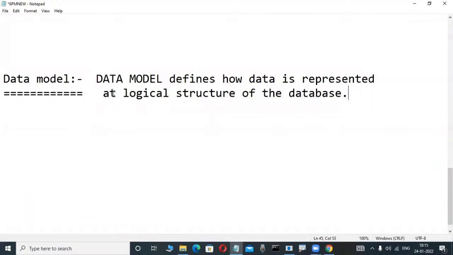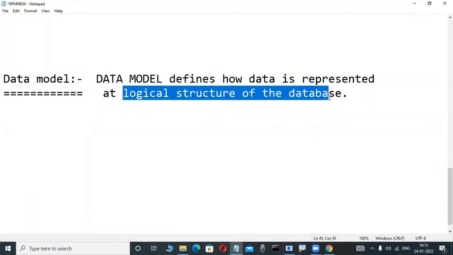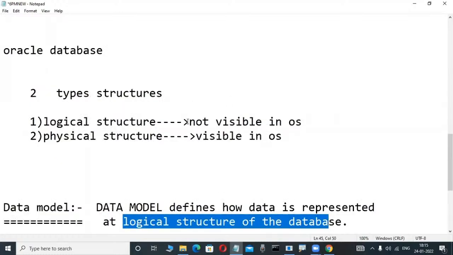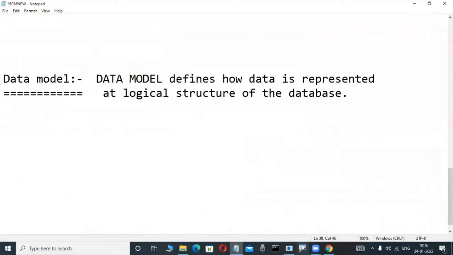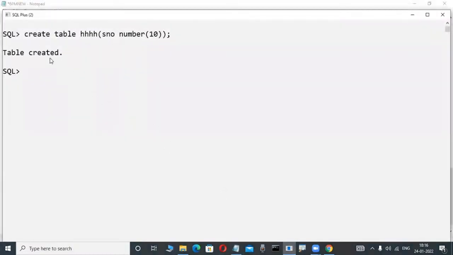What is a logical structure? As I told you in previous classes, a structure which is not visible in the operating system is called a logical structure. If you create a table, it is not visible in the operating system, but that structure is visible in the database. Now in this database, how data is represented is specified in the format of records. Unfortunately, these collections of records are in matrix format.